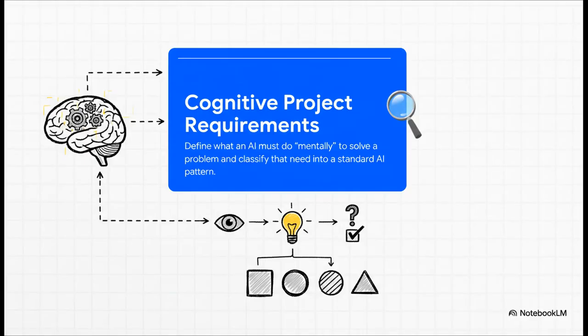Think of it like this. You are literally creating the blueprint for the AI's brain. Before you can build a thing, you have to define its intellectual job. What does it need to see or understand or decide? That is exactly what we defined right here in this step.